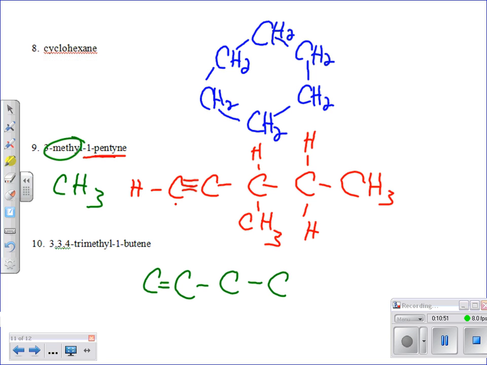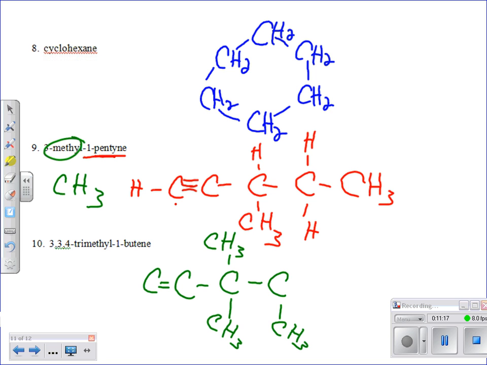Now I have to throw in some methyls. So think about where you'd throw those. I have to have one off the number 3, another one off of number 3, and another one off of number 4. So that is what it looks like. It doesn't matter if they go up or down or off to the side. It doesn't matter at all.